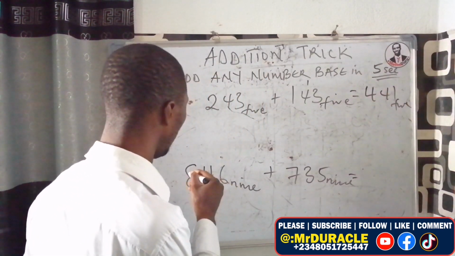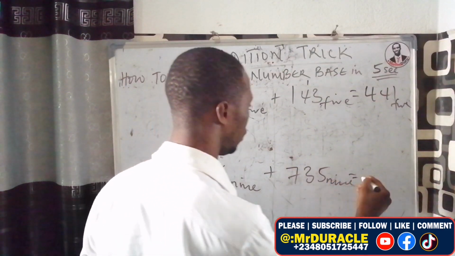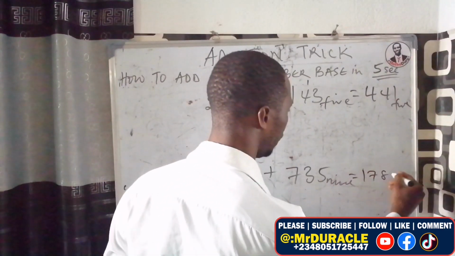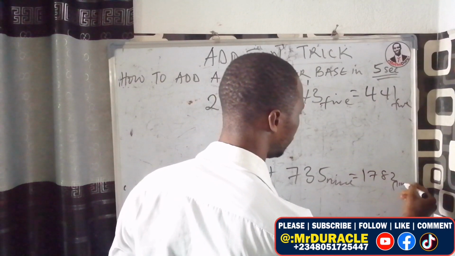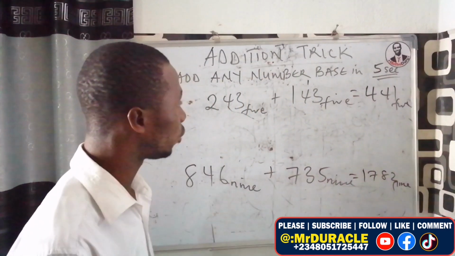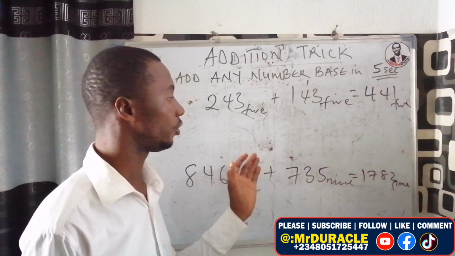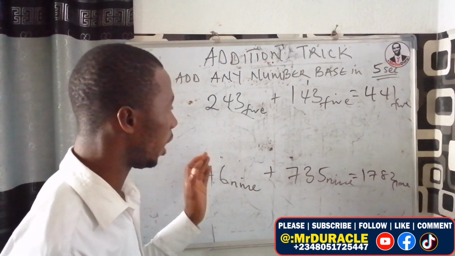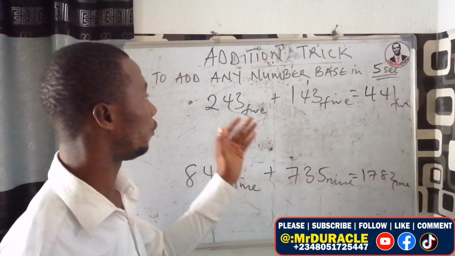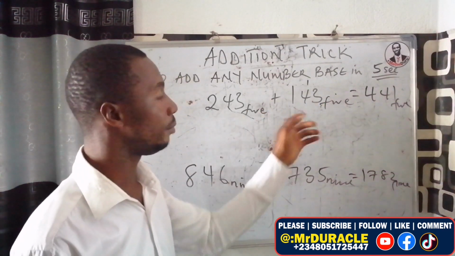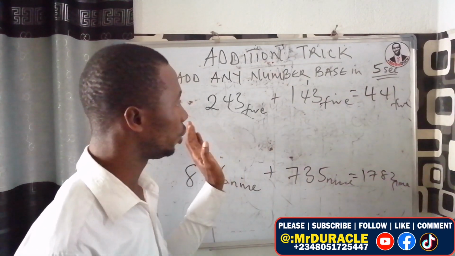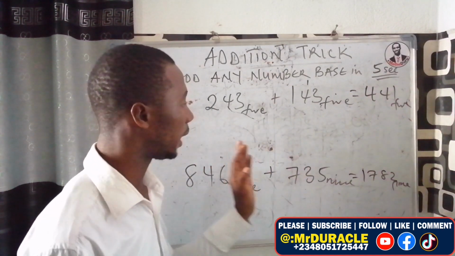So, 845 base 9 plus something. The answer is what? 1782 base 9. The importance of this trick is it's going to help you handle most of your objective questions. With this trick, you don't have to go through the process of converting to base 10 before you can arrive at this. You will just get straight to your answer without the stress.